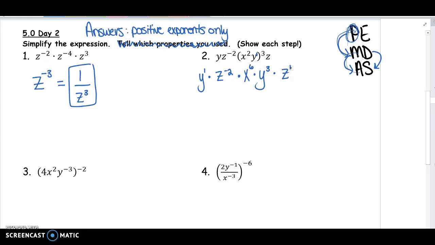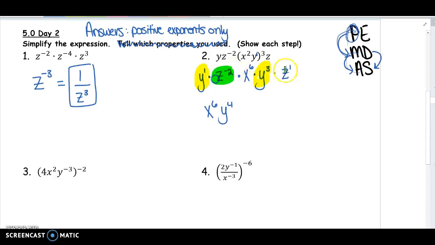You also want to write your answers whenever possible in alphabetical order. So the x's need to come first. So if I look through here, we just have x to the 6th. Next, I look at my y's. We've got y to the 1st times y to the 3rd. What is y to the 1st times y to the 3rd? y to the 4th.